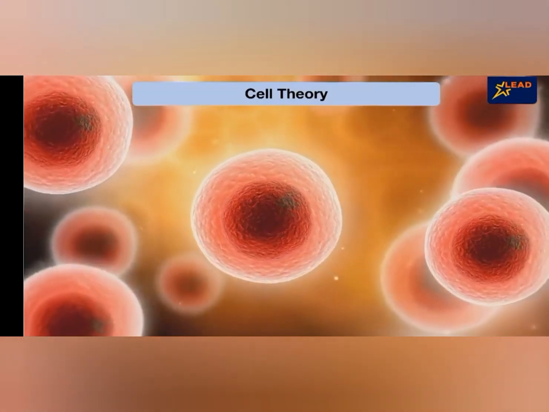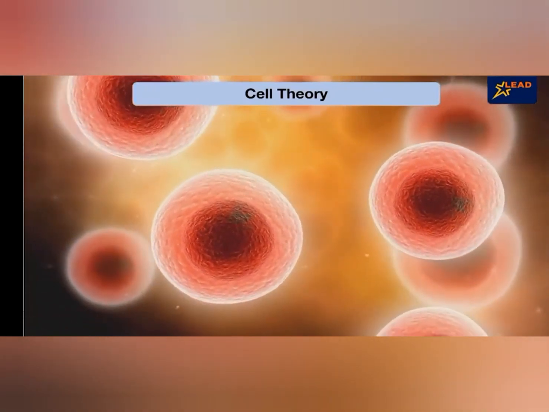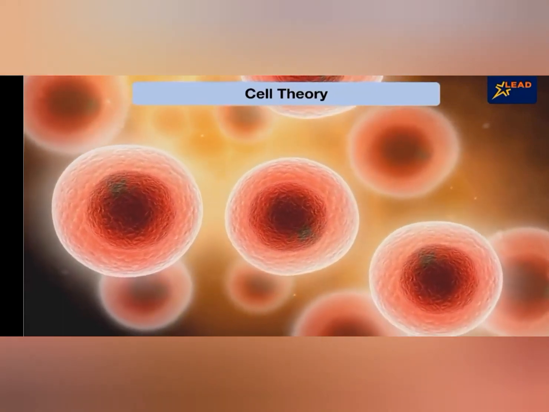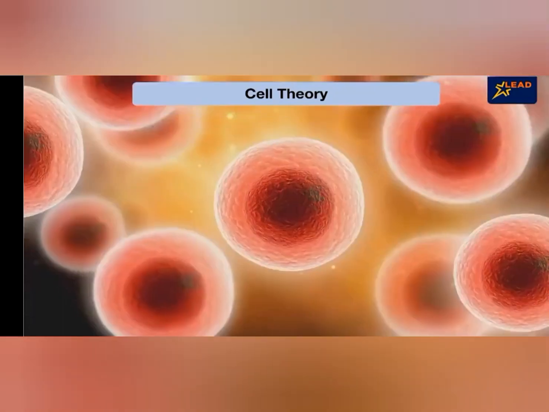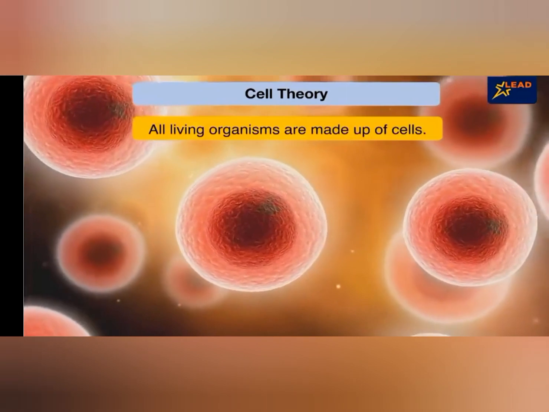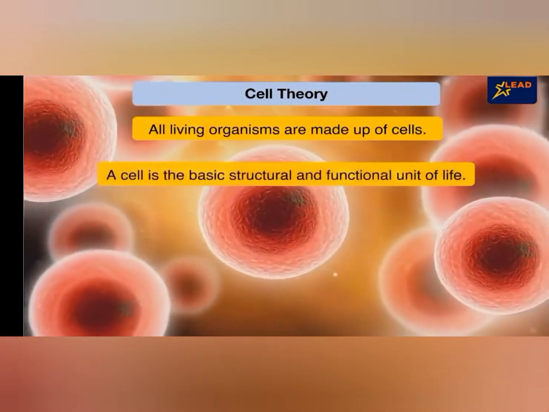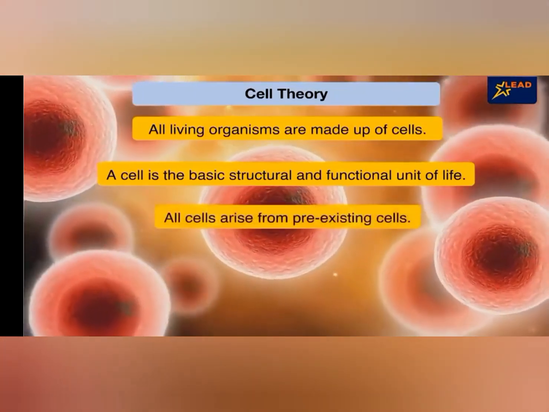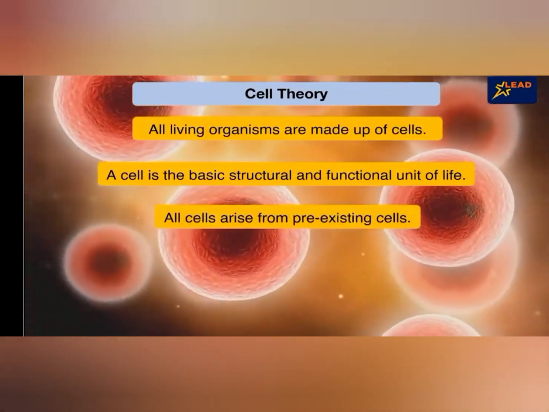Based on their findings, Matthias Schleiden, Theodor Schwann, and Rudolf Virchow put forward the cell theory. The cell theory states that all living organisms are made up of cells. A cell is the basic structural and functional unit of life. All cells arise from pre-existing cells.